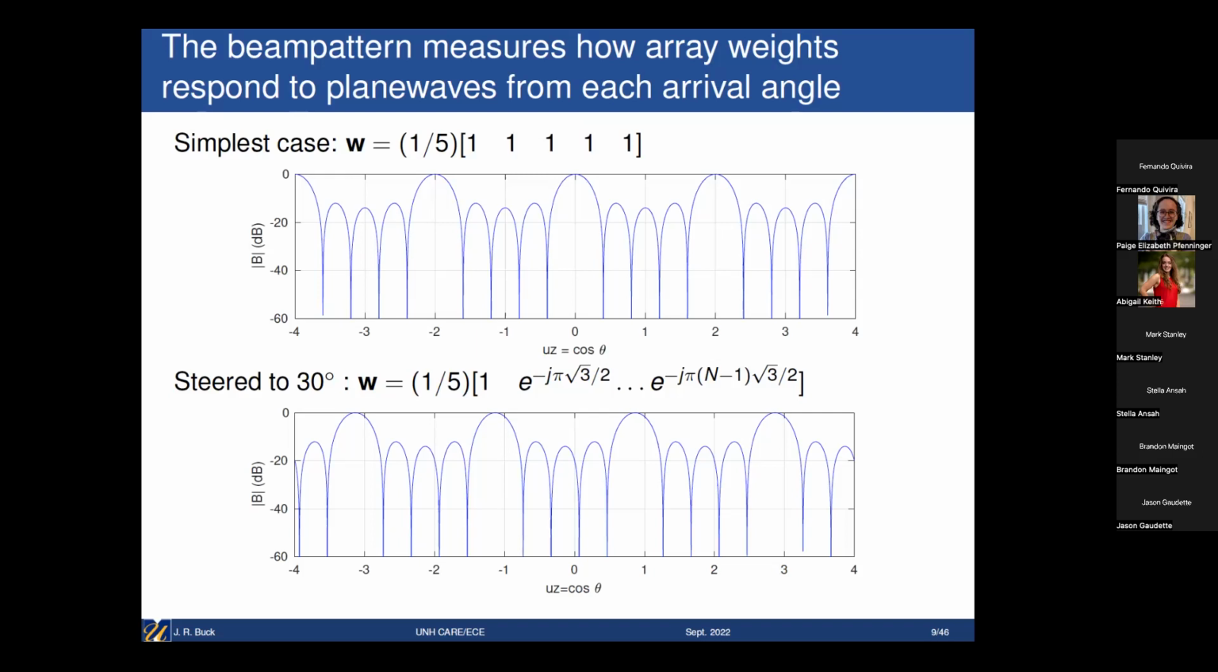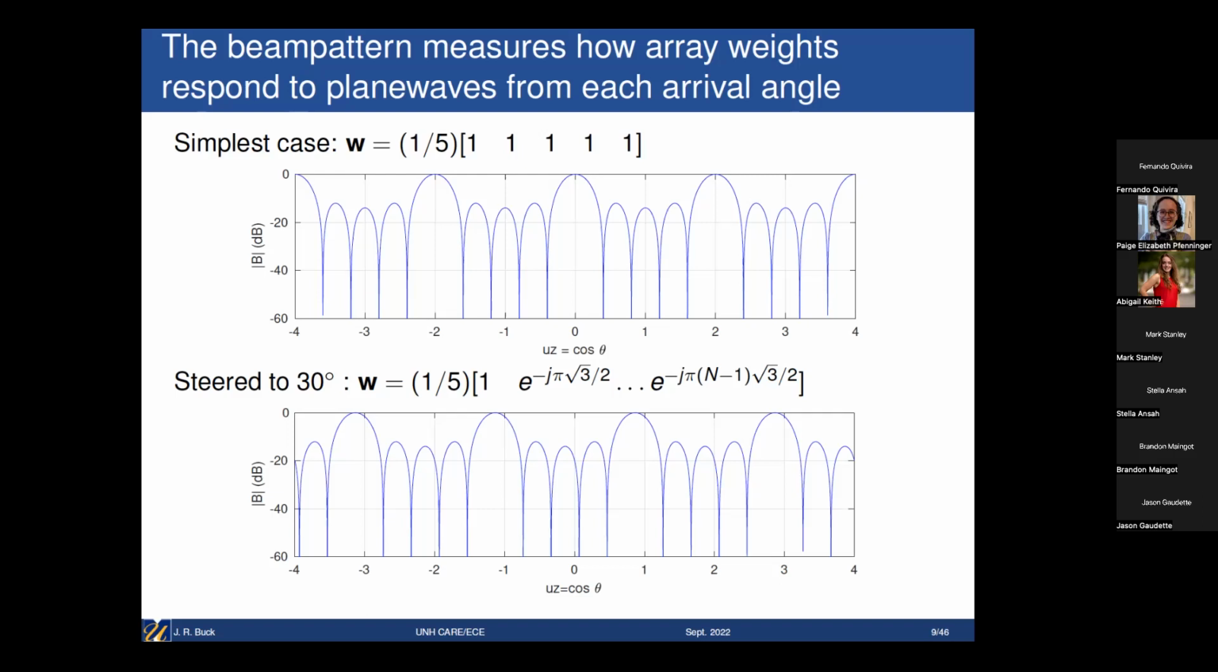So for the simplest case, if I choose the weights to just be equal and average them, what that says is I'm creating constructive interference for the things that are coming straight at me at 90 degrees that hit all the sensors together in phase. They're already in phase, anything that's already in phase. And so at 90 degrees, the cosine is 0. So this is 0 dB. It's full height here. As I move away from that, I get attenuated by 13 or more dB. I get things attenuated as they come in at other angles.